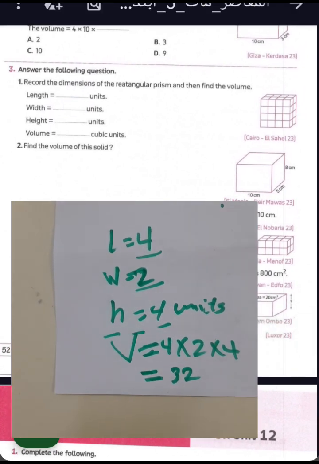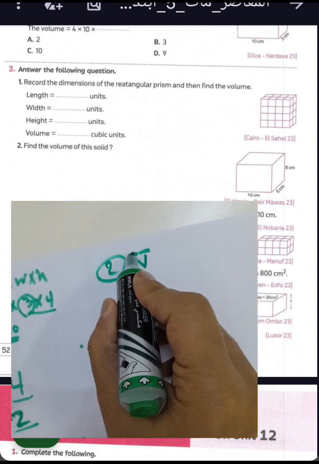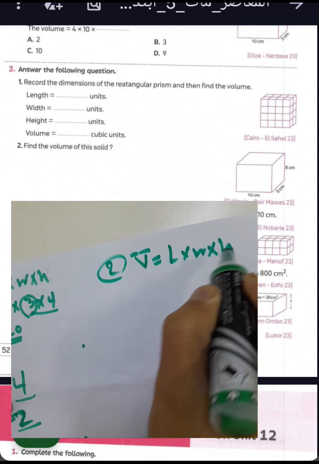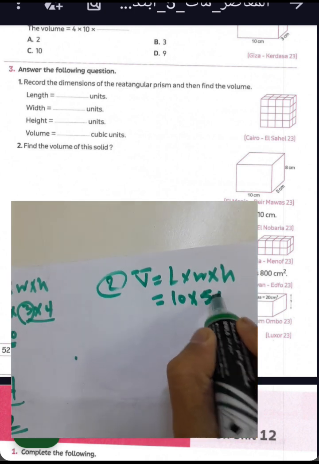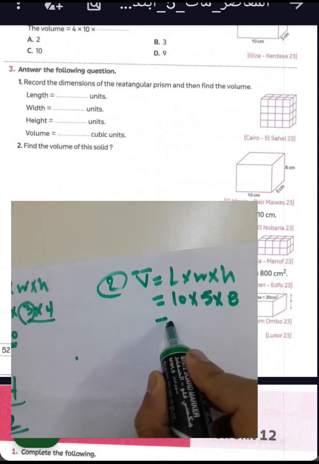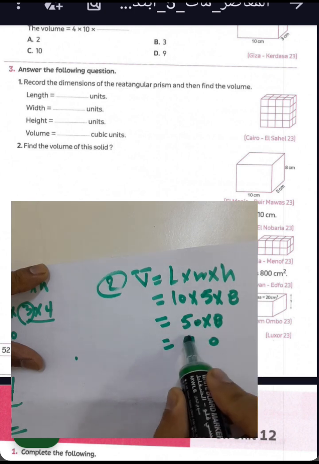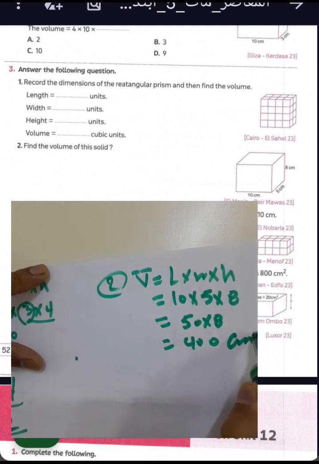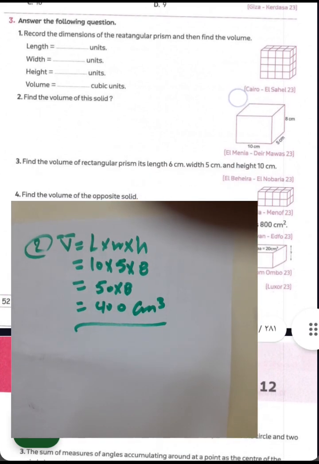Question number 2. Find the volume of the solid. We know the volume equals length times width times height. Length here 10 times 5 times 8. It's very easy. The length here was 10 and width 5 and the height was 8. 10 times 5 equals 50, times 8, write 0. 5 times 8 equals 40. So the result will be 400 cubic centimeter. Next question.